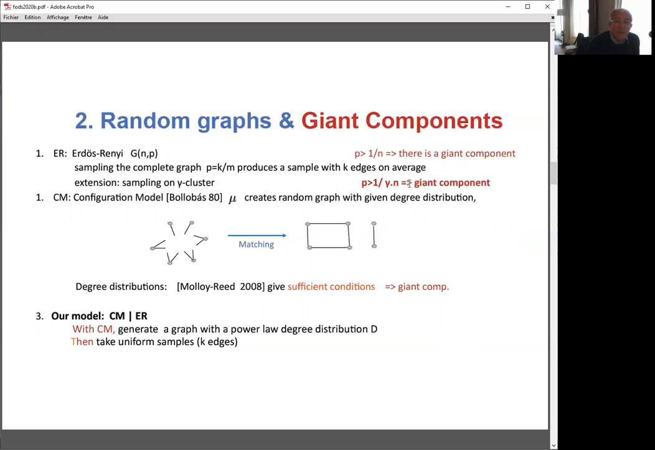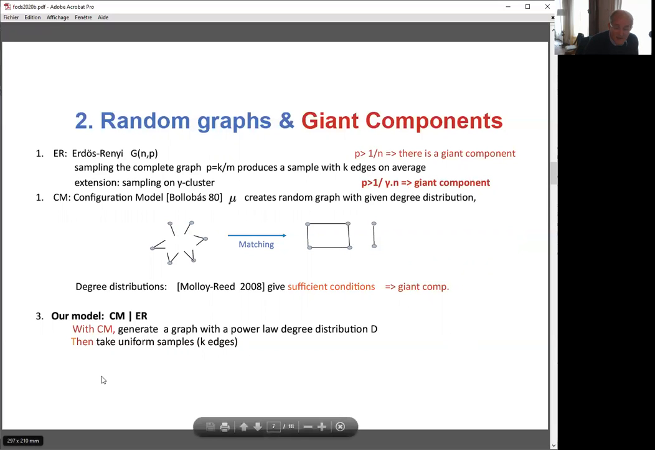Now, if you start with a distribution mu, where the degree follows a natural law, like the power law, then there is the configuration model, where essentially you start with each node with its degree, which is called a half edge or stub, and then you make a matching between the stubs and you obtain a graph. Molloy and Reed gave a sufficient condition in 2008 to observe giant components that we're going to use.